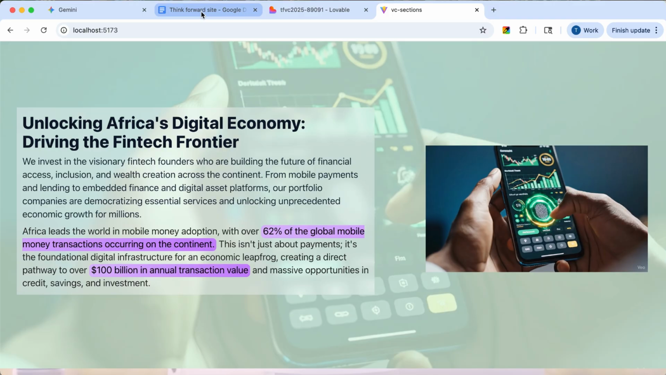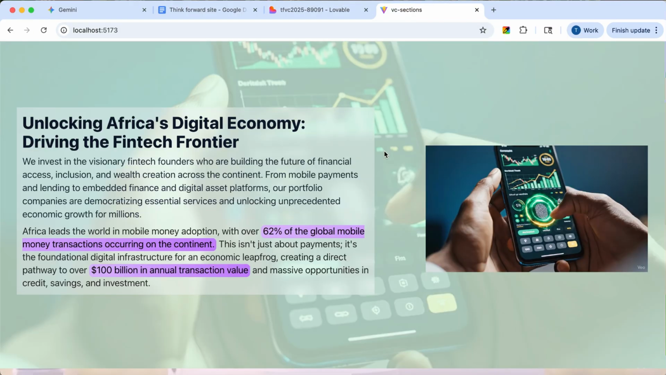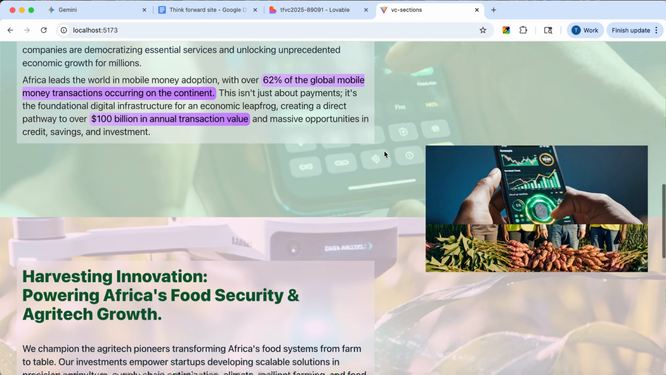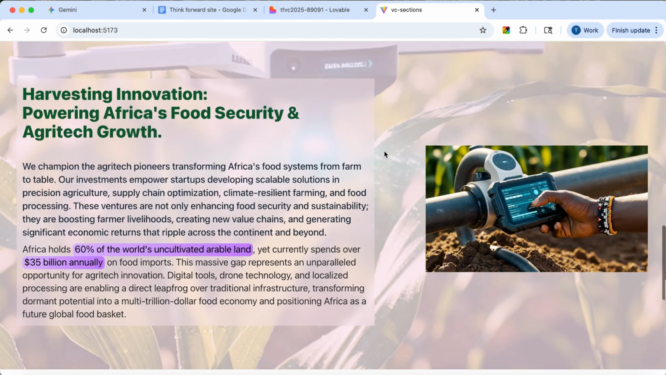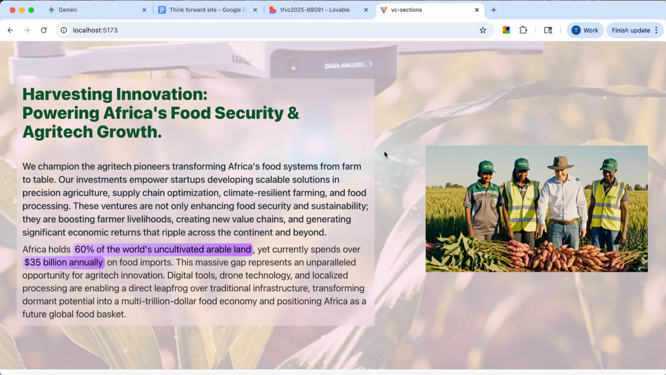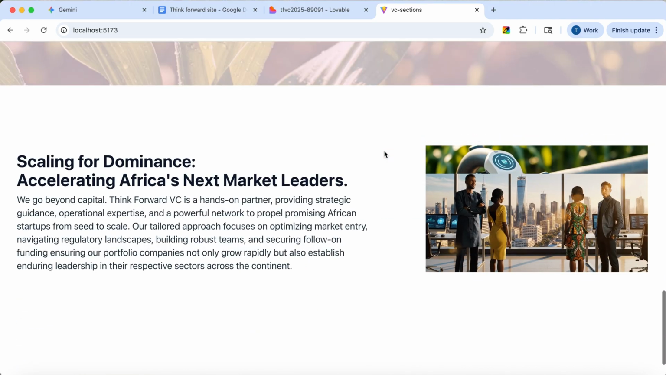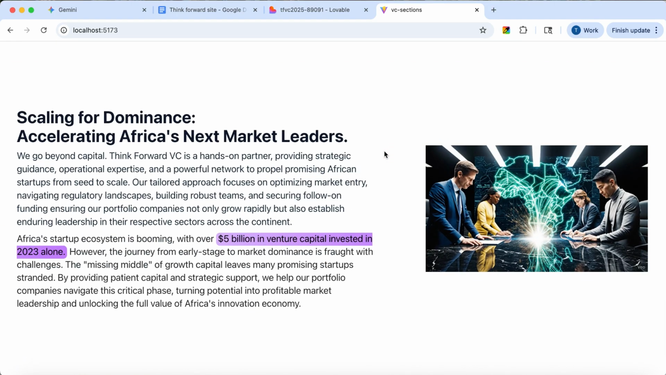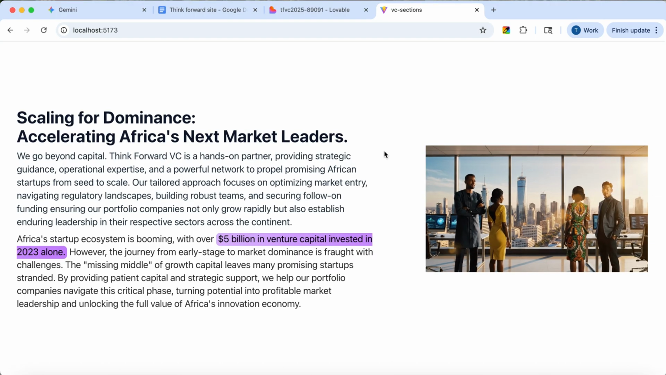If you look at what this is about, unlocking Africa's digital economy, driving the fintech frontier, compared to what they have here for fintech, just a short little sentence in the fintech revolution. We really want to expand on that and give that a lot more. And then we did that with the other cards as well. So innovation in food security gets its own section with the same effects, just to tie them all together. And then the last section deals with market dominance and investing in the continent.